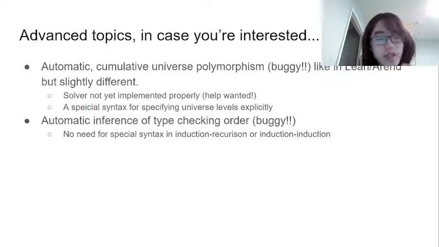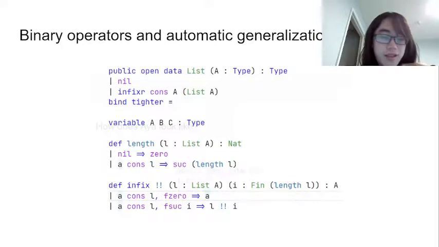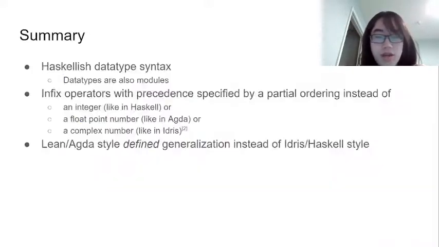Also, we have automatic inference of type checking order, which is also kind of buggy right now. But we can already do a lot of things. We can write a lot of mutually recursive definitions. By having that, we have no need for special syntax like forward declarations, like in Agda, to do induction recursion or induction induction. So these two parts are for experts, and we have some obvious cases for beginners.